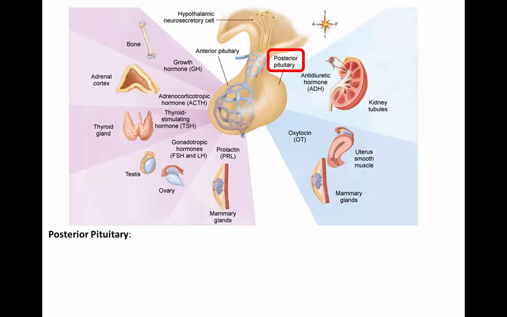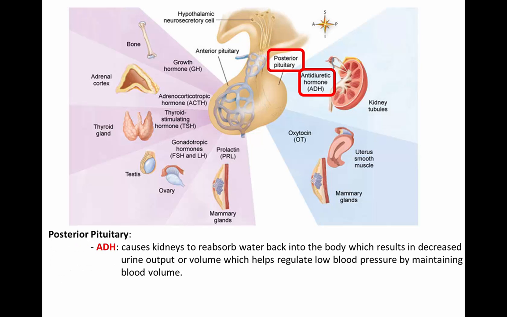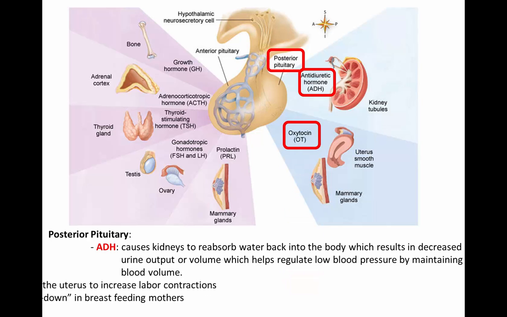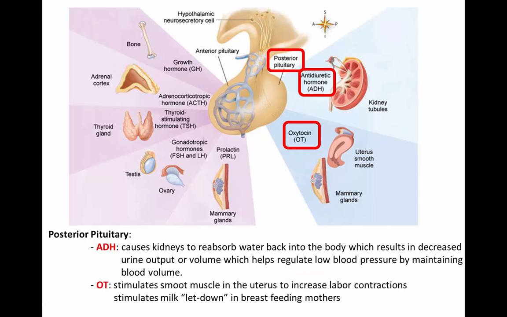The posterior pituitary. Antidiuretic hormone causes kidneys to reabsorb water back into the body, which results in decreased urine output or volume, which helps regulate low blood pressure by maintaining blood volume. Oxytocin stimulates smooth muscle in the uterus to increase labor contractions. It also stimulates milk letdown in breastfeeding mothers.